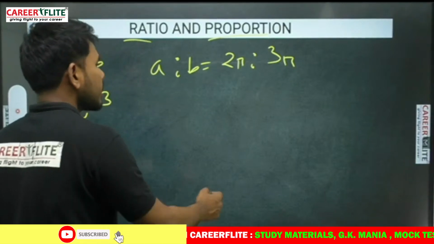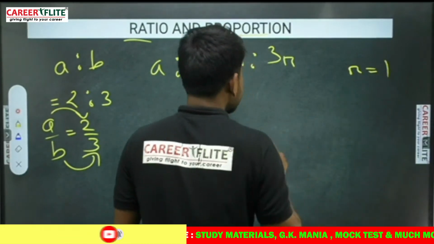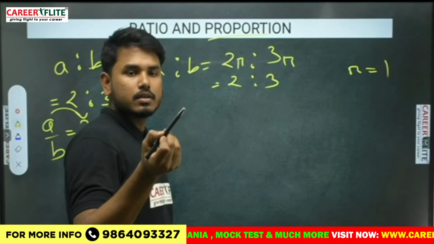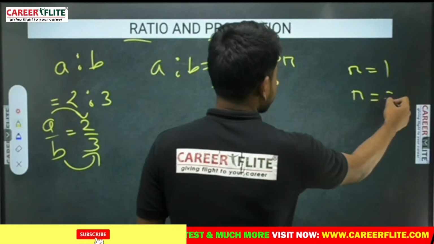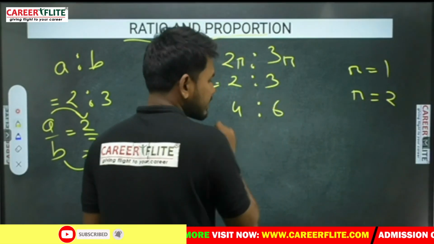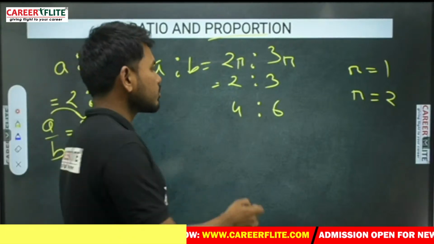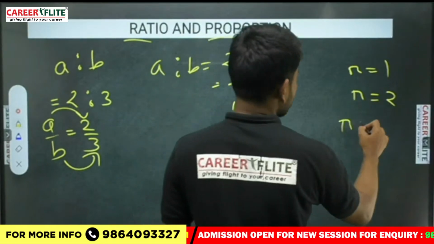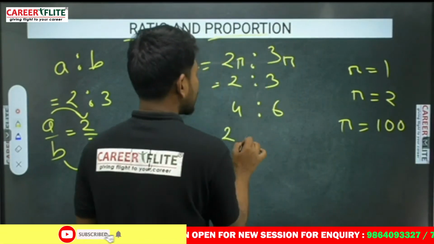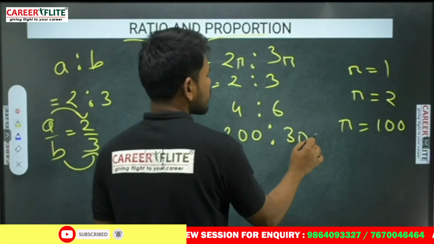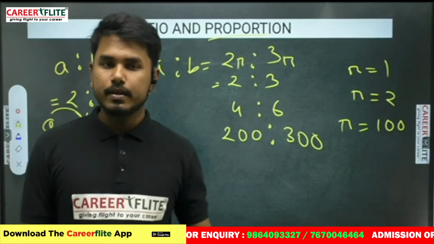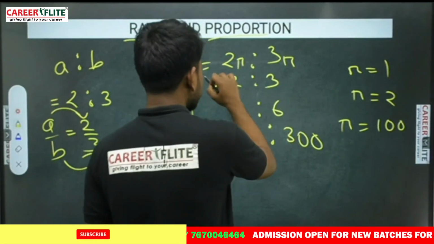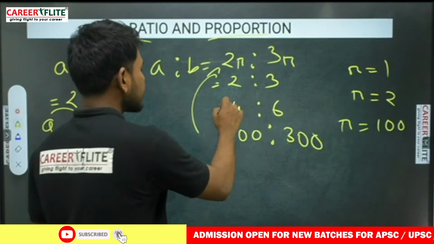Now, if R is equal to 1, this will be 2 by 3 itself, right? If R is equal to 2, it will be 4 by 6. Eventually, if we cancel this, we will get 2 by 3 only. If R is equal to 100, this will be 200 and this will be 300. If you cancel the zeros, this will be 2 by 3 again. Again, we will get the same original ratio, 2 by 3.